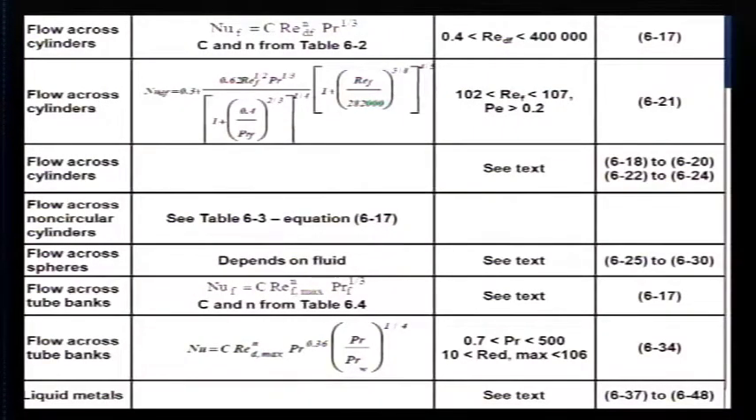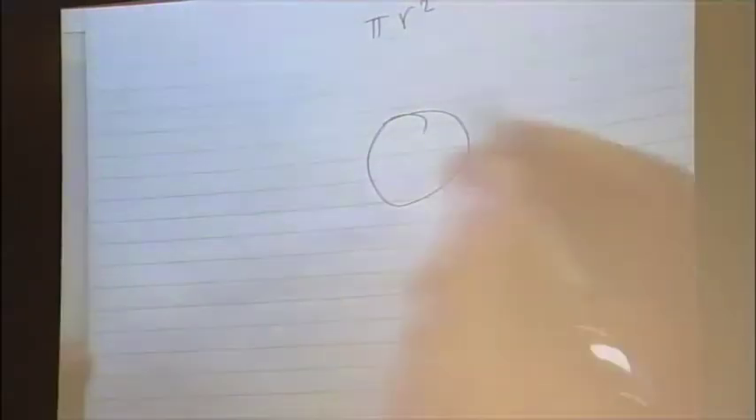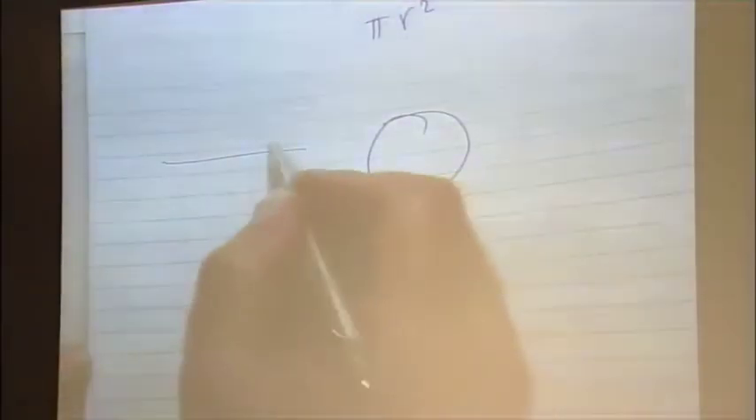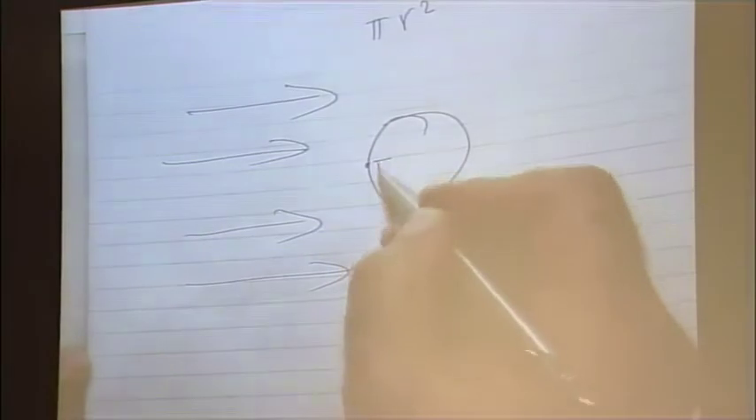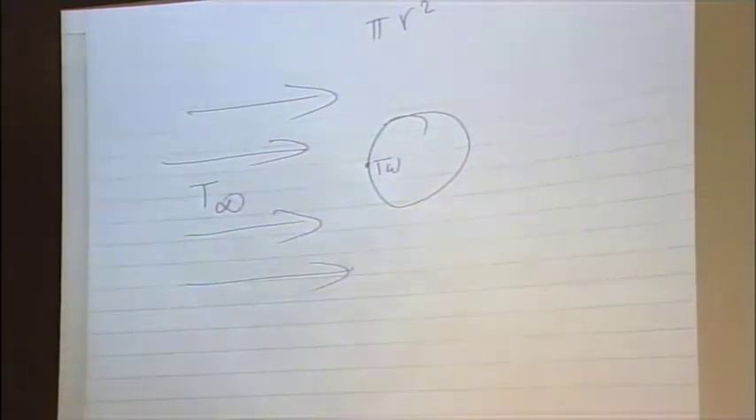And this table gives us a number of situations. So the first equation is when we have a single cylinder, one single cylinder, and the fluid is flowing across it. So we're dealing with this cylinder, it should be a circular cylinder in this case, and we have a fluid going past it here. There's obviously a temperature difference between this surface and the bulk fluid coming across.